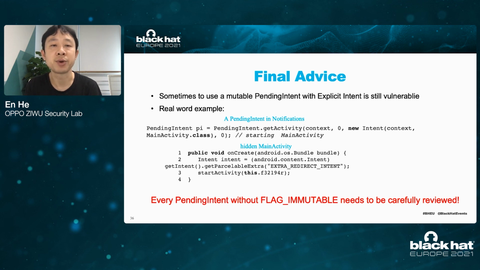This is a real-world example. A pending intent in a notification aims to start a hidden main activity, which can process an intent extra. Since the pending intent has no FLAG_IMMUTABLE and its explicit base intent doesn't set the extra, a notification listener app can still hijack the pending intent and fill in the extra, resulting in another classic intent redirection vulnerability. So I have a final piece of advice for both developers and security researchers. Every pending intent without FLAG_IMMUTABLE needs to be carefully reviewed. This is my final advice.